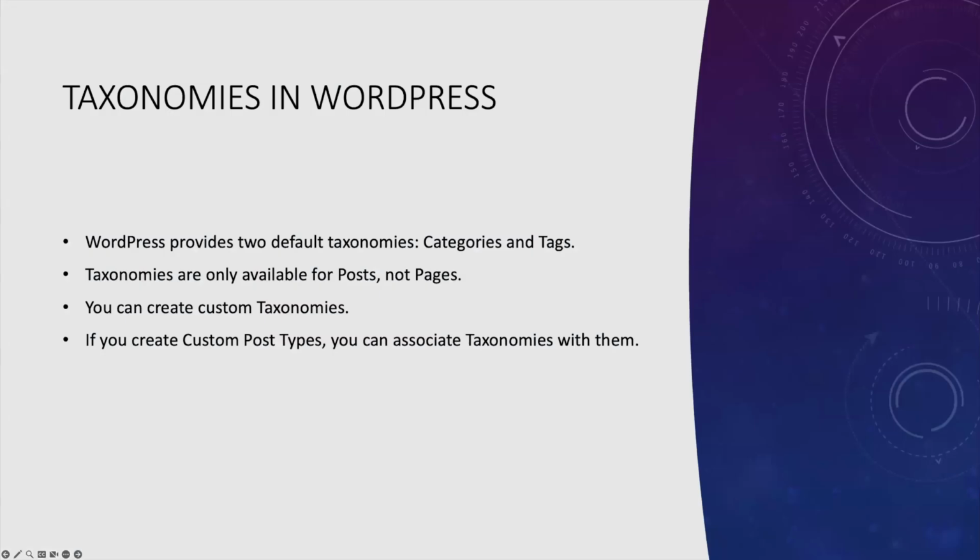WordPress has two default taxonomies: categories and tags. Taxonomies are only available for posts. They are not available on pages. And you can create your own custom taxonomies, just like you can create custom post types. And if you have created custom post types, you can associate taxonomies with those.